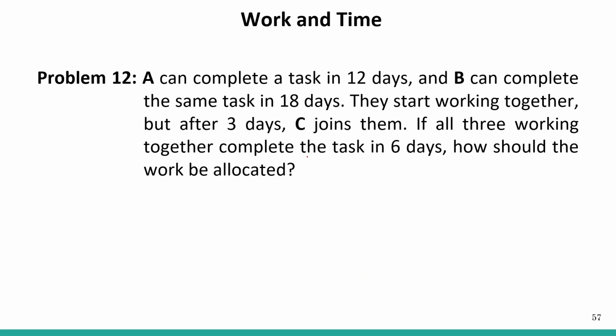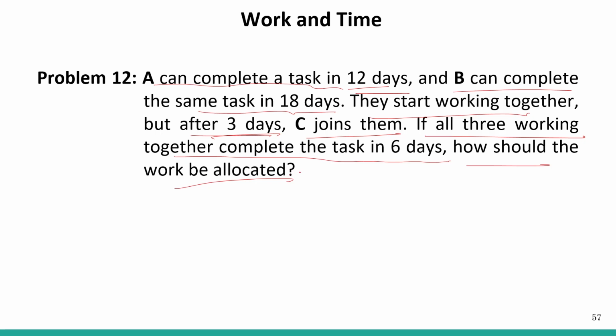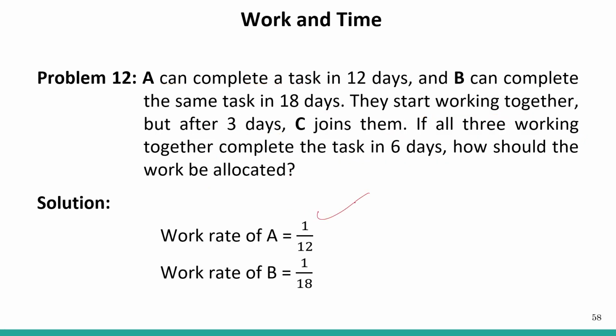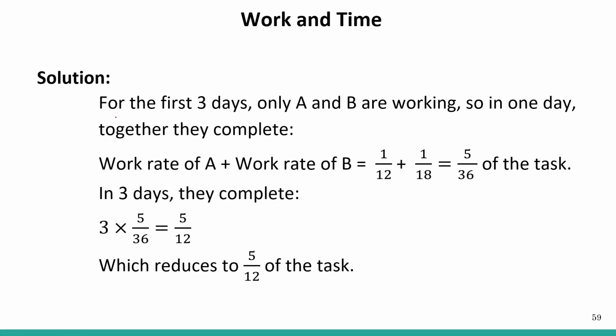So let's see problem number 12. A can complete the task in 12 days and B can complete the same task in 18 days. They start working together, but after 3 days, C joins them. If all three working together complete the task in 6 days, how should the work be allocated? Let's go forward. The work rate of A is 1/12, the work rate of B is 1/18. For the first 3 days, only A and B are working.